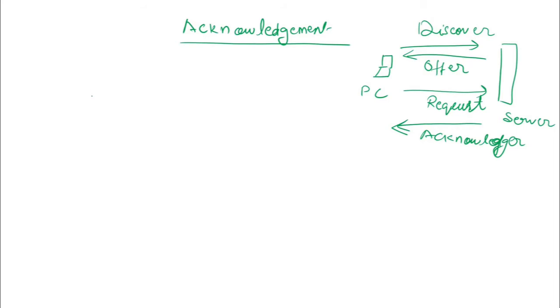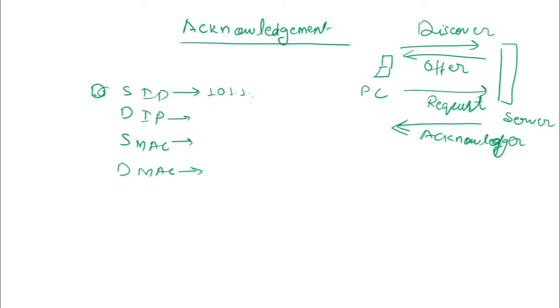And if you talk about that same information, source IP, destination IP, source MAC, and the destination MAC, then the source IP will be, anyone can guess what will be the source IP? The one assigned by the server, 10.1.1.1, like in the example. Okay, and what is the destination IP?